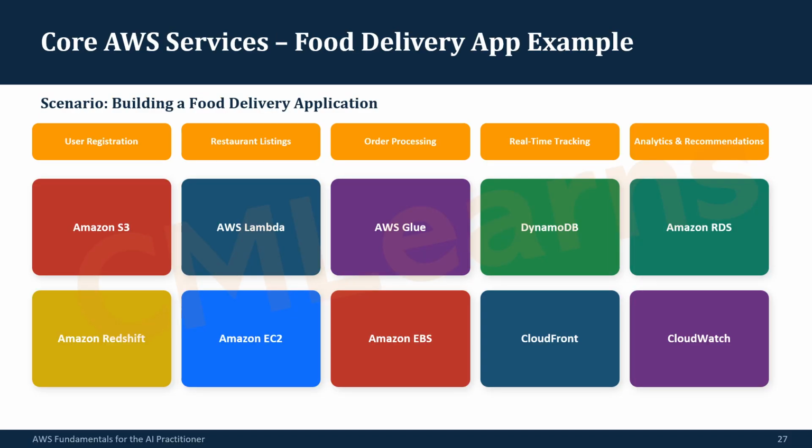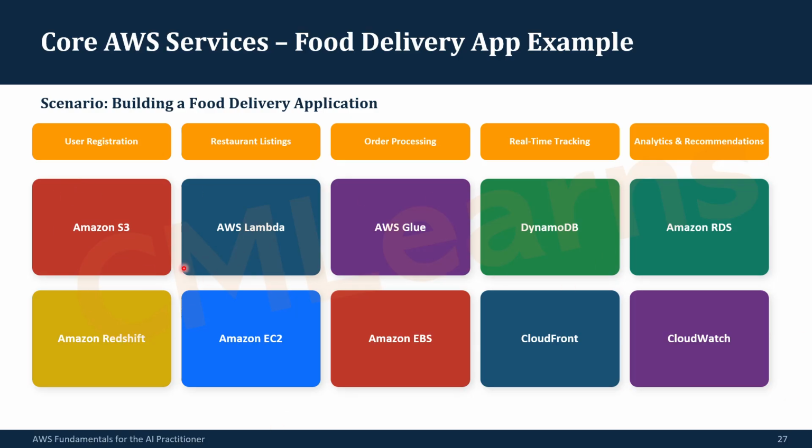And this is the last main topic that we'll be focusing on today: the services provided by AWS. There are more than 200 services provided by AWS, but we'll be focusing on the core services here. We'll look at them in the context of a scenario: building a food delivery application. When we are building one, we will have user registration. We have to list the restaurants, process the orders and menus, and provide real-time tracking, and analytics and recommendations should be done for future improvements.